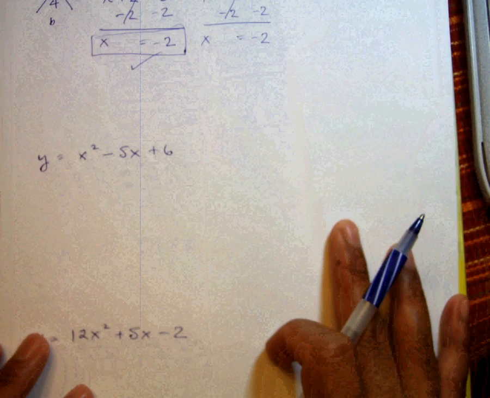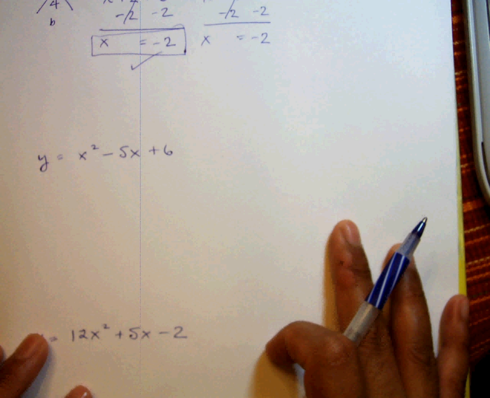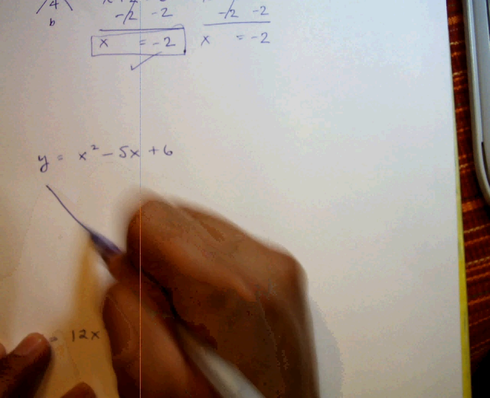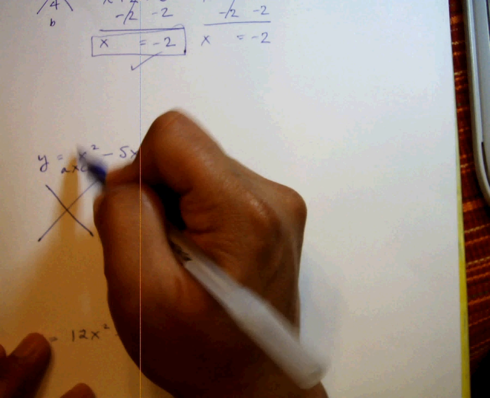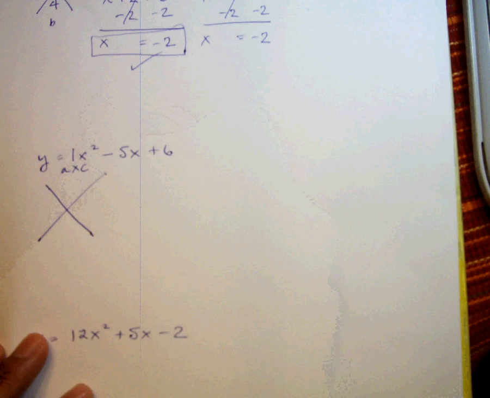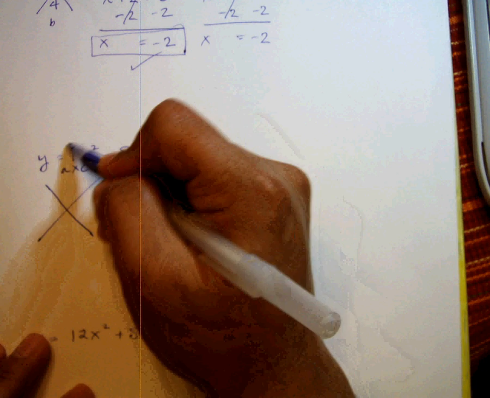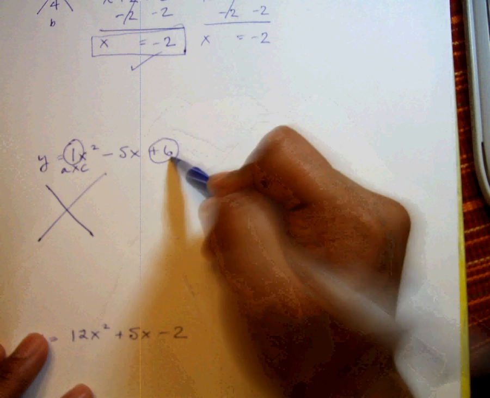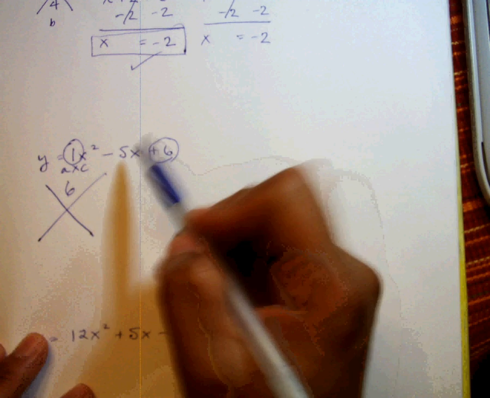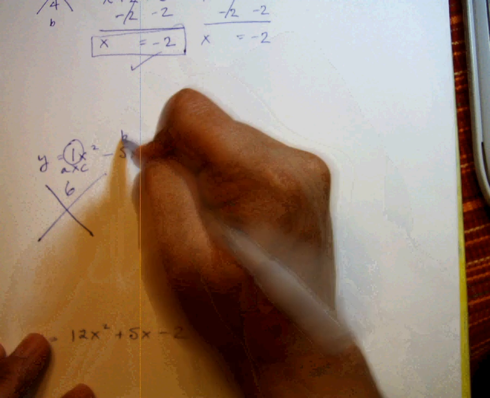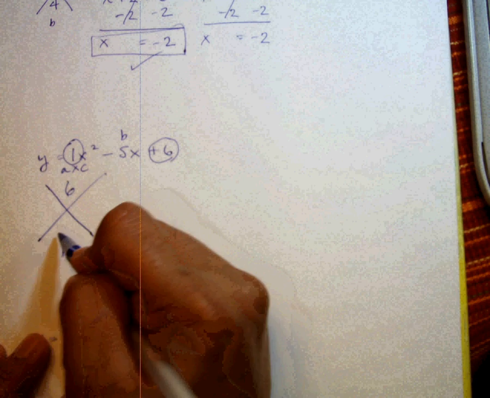y equals x squared minus 5x plus 6. Okay, so I'm going to factor this. A times c on the top. So the number that's next to x squared is 1. So I do 1 times positive 6. In that case, it's going to be 6. The number that is going to be your b will go on the bottom, so negative 5.